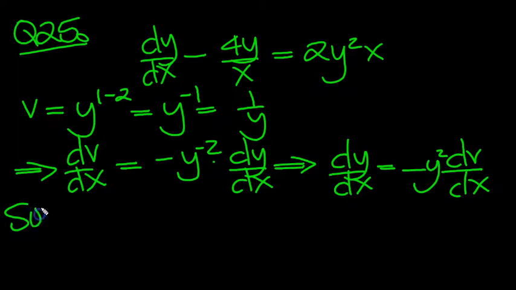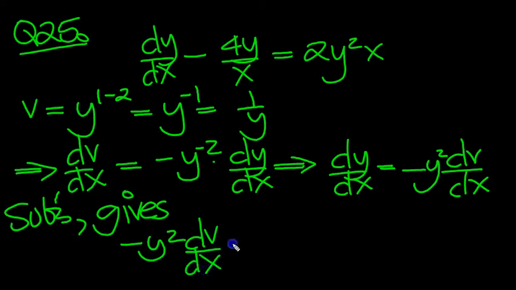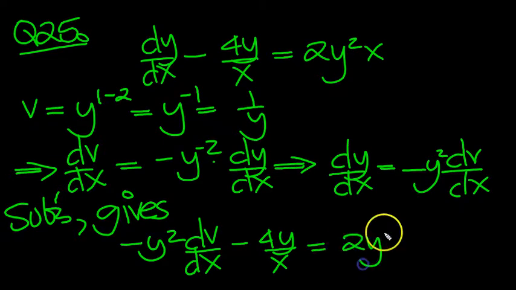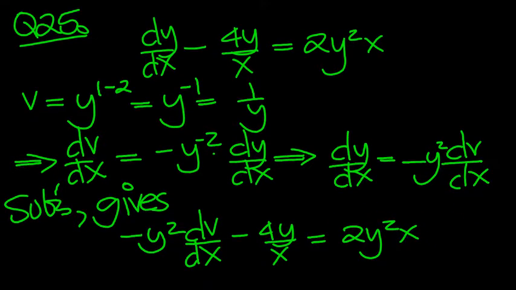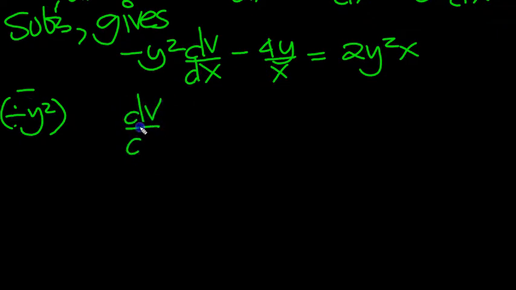So substitution then into the above gives dy/dx equals this, so we've got minus y squared dv/dx minus 4y over x equals 2y squared x. There we go. So let's turn our attention to this now. Divide by y squared all the way through. And that gives, with a minus, so we'll just get left with dv/dx here, which is what we want.